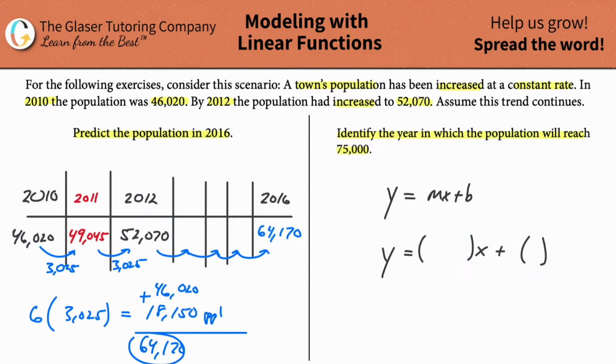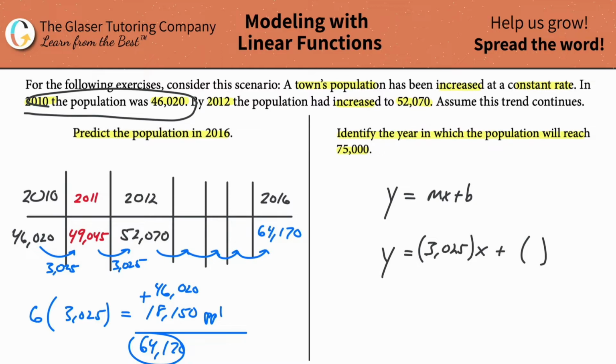So I'm going to plug that in, 3,025. But now the question is, what should I plug in for the y-intercept? The y-intercept you can always think about as the value that you're starting with. Now, there is some flexibility to this, but what I would do, when I look over the question, is just assume that this problem starts at 2010.